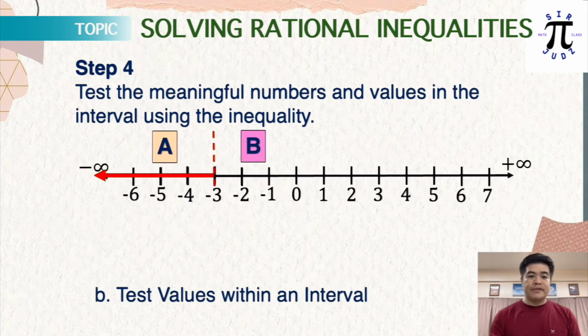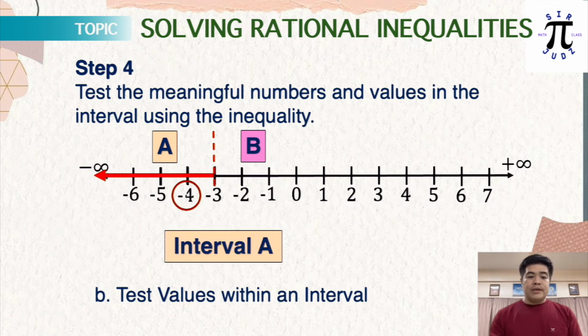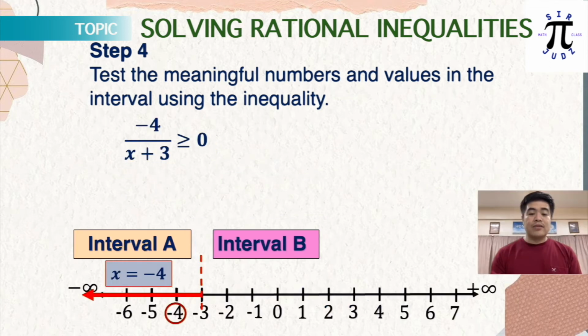So, you have two sets of interval. For interval A, we're going to test values within interval A. So choose tayo kahit anong number dyan na pasok sa numbers on the left of negative 3. Let's choose negative 4 for interval A. So let's say x equals negative 4. We're going to test if x equals negative 4 will make our inequality true when we substitute it. By substitution, you will have negative 4 over negative 4 plus 3 is greater than or equal to 0.